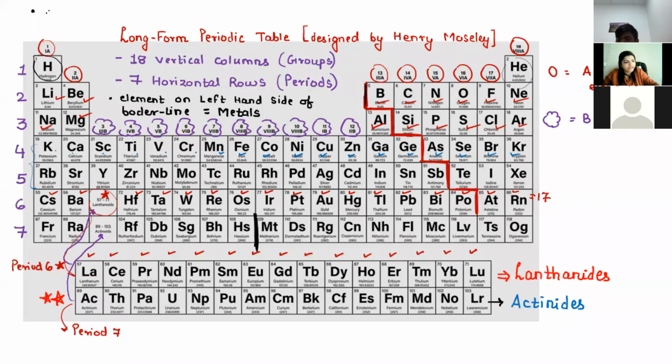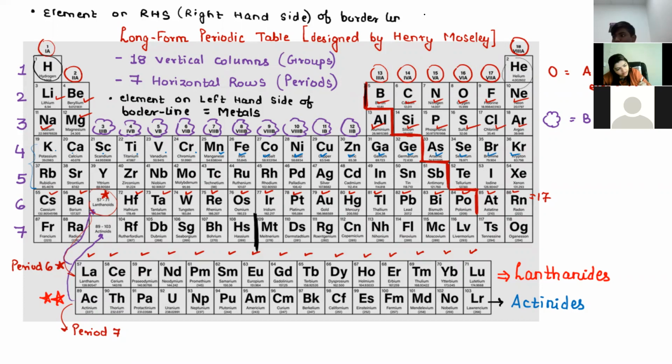And the elements on right hand side, RHS, that is right hand side. No, they are non-metals. So right hand side of border line, they all are non-metals. So elements on right hand side of border line.